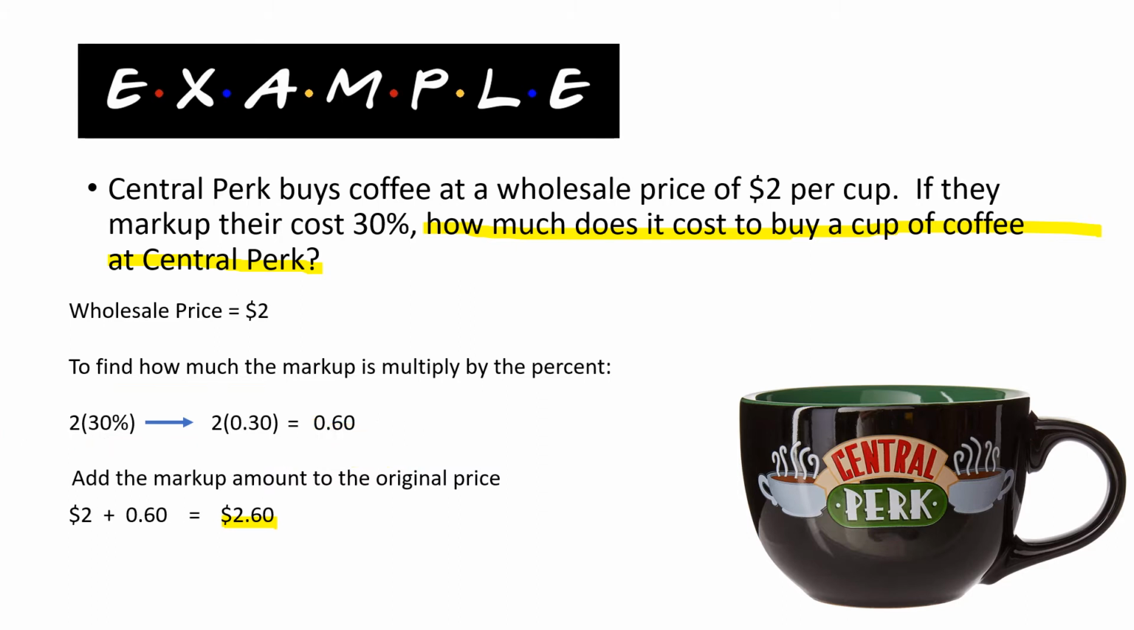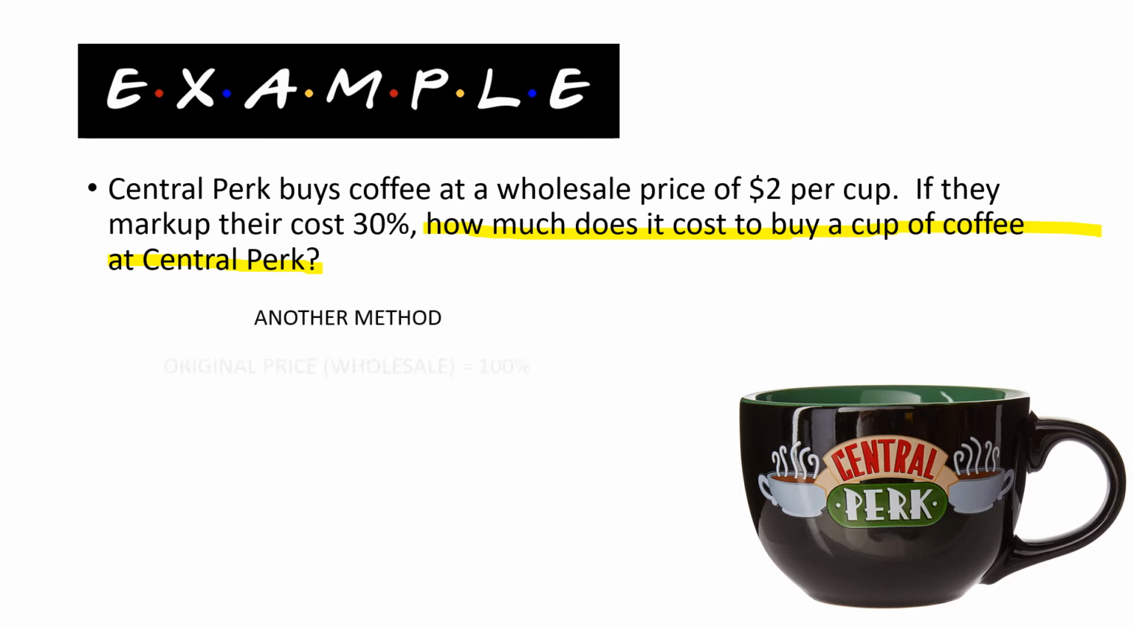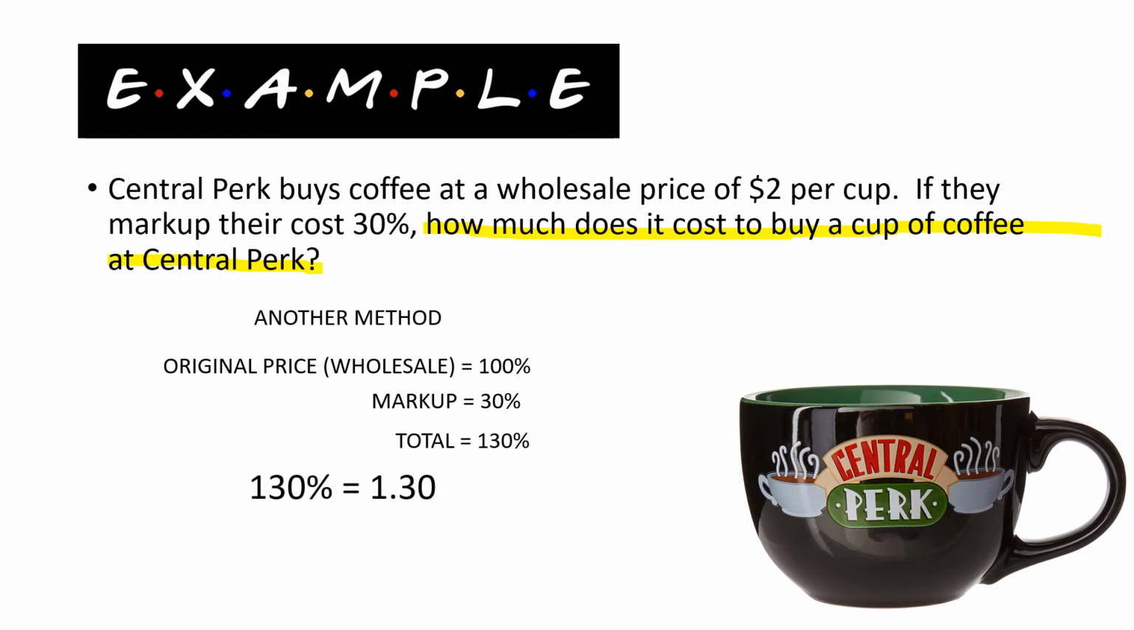Now there is another way to do this. You could take the fact that the original price is 100%. Anytime you're talking about the whole of something, it's 100%. The markup is 30%. Together, that makes 130%. So if you wanted to do this in one step, all you need to do is take that original price of $2 and multiply it by 130%. Now, 130% as a decimal becomes 1.30. So we would just multiply 2 times 1.30, and that will also get you to the cost of $2.60.